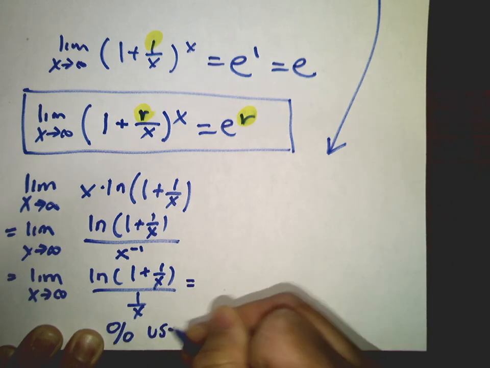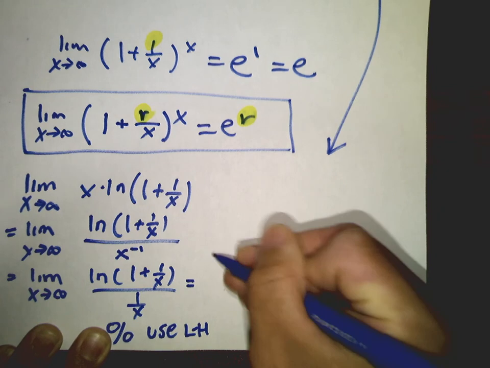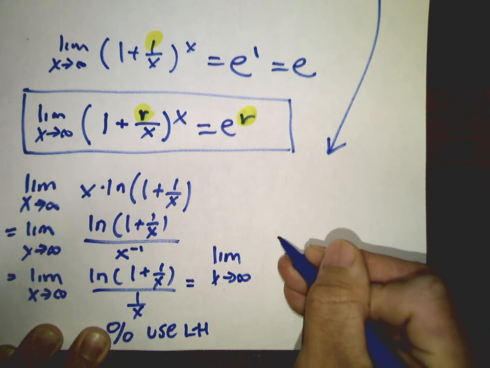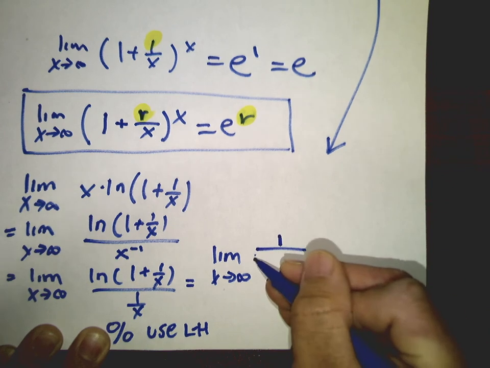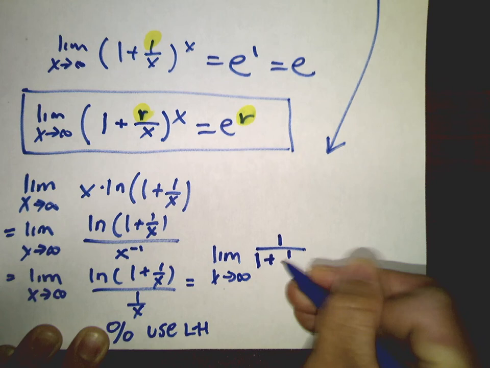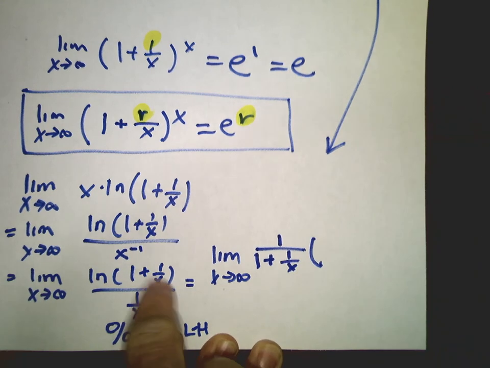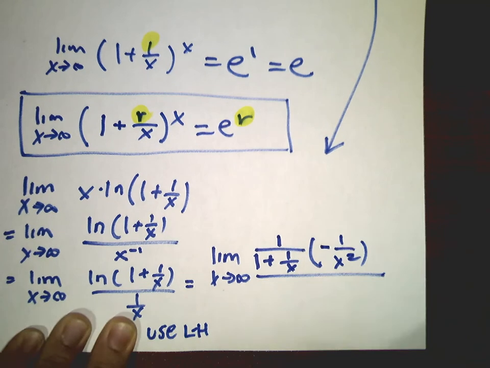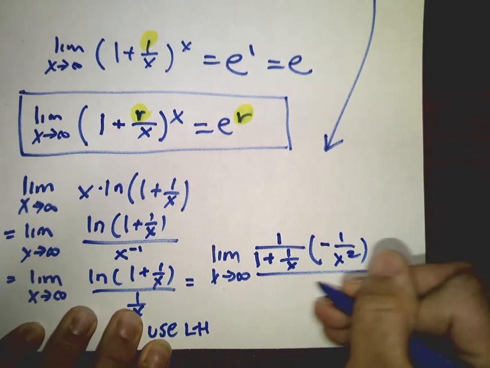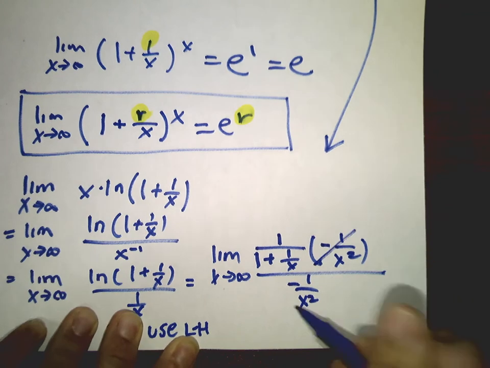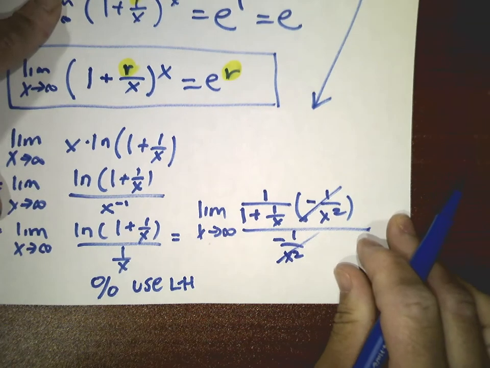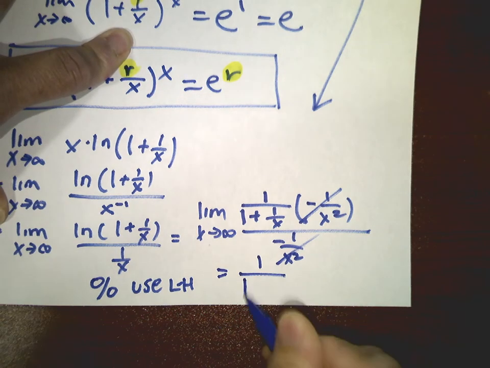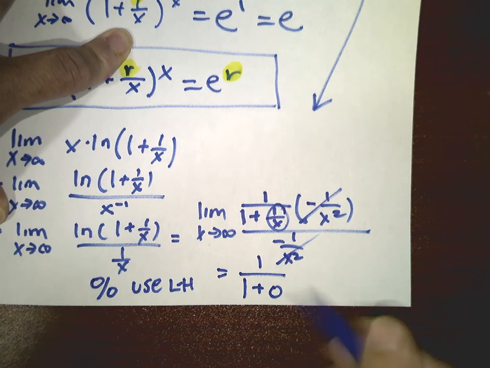I can use L'Hopital's rule. So this will be the limit as x approaches infinity, using L'Hopital's rule, of the derivative of the numerator, which is 1 over 1 plus 1 over x times the derivative of 1 plus 1 over x, which is negative 1 over x squared, and then the derivative of the denominator is negative 1 over x squared. So these divide out, especially since x is not equal to 0, it's approaching infinity. So then you have 1 over 1 plus, and as x goes to infinity, that's 0.